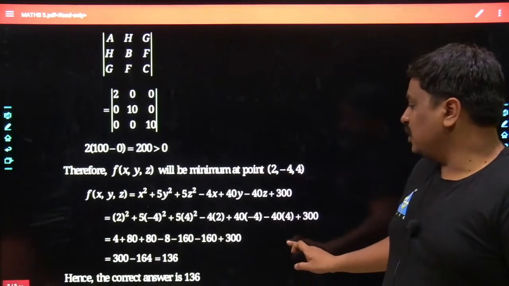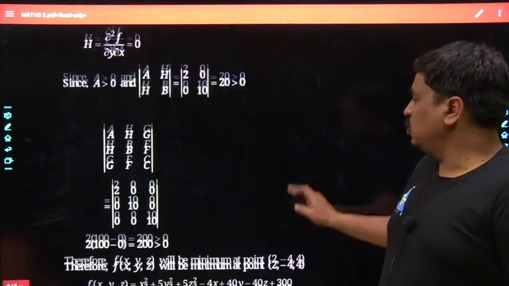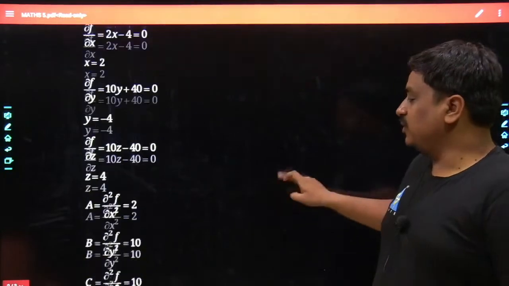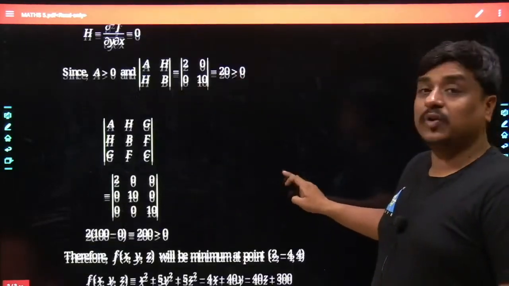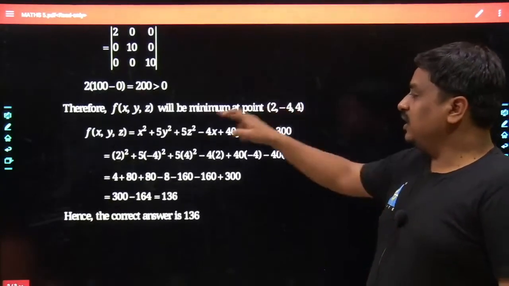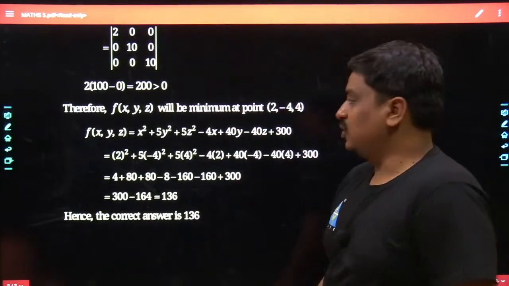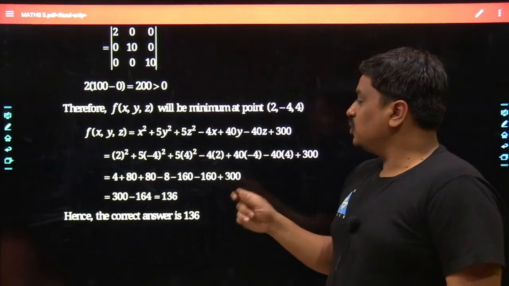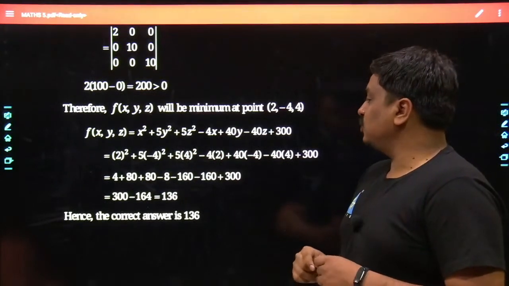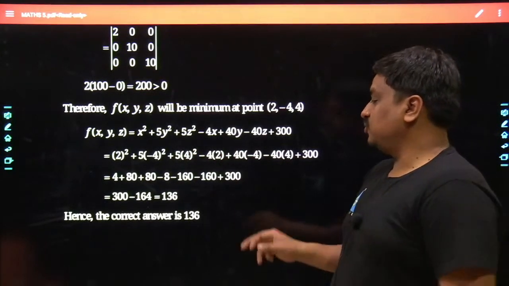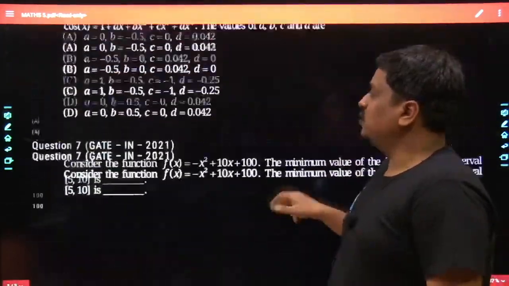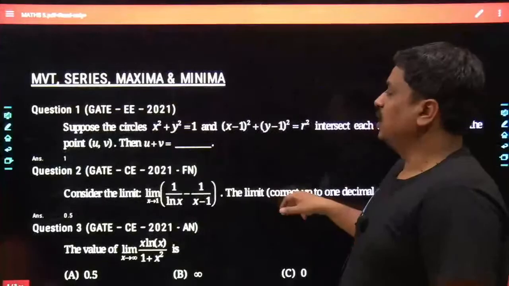So what would I do at last? 2, minus 4 and something it was there. Okay, it was 2, minus 4 and 4, sorry. There was a mistake. It was not 1, 1. So at the end of the day, if you are interested in finding the minimal value of this function, obviously you would be putting x equals 2, y equals minus 4, and z equals 4, and you will get this answer. So the best answer you would be getting for this problem is simply going to be 136.